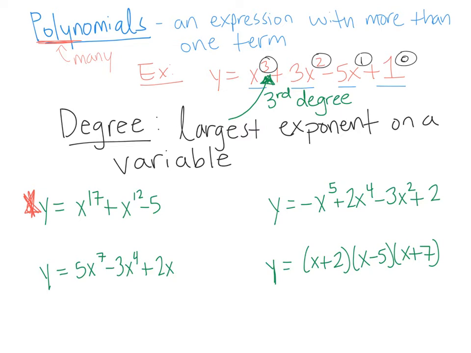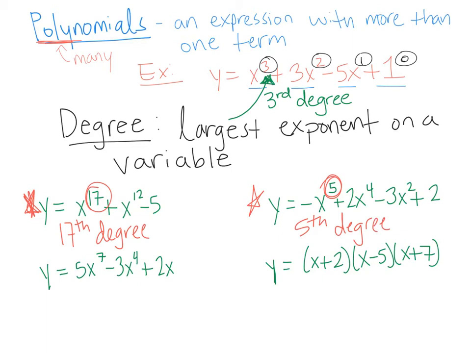The degree is equal to the largest exponent on a variable. So, Shazam, this is a 17th degree polynomial. What about this guy right here? The largest exponent on a variable is right there, so this is a 5th degree polynomial. Let's go down here to this puppy. The largest exponent is right there, and that is a 7th degree polynomial. And then finally, let's go to this guy.